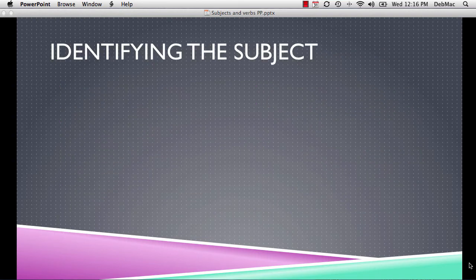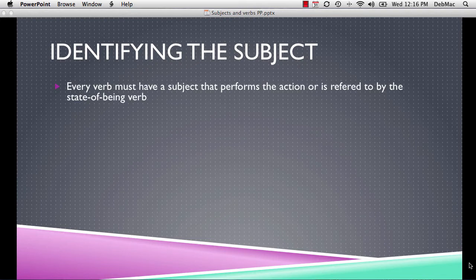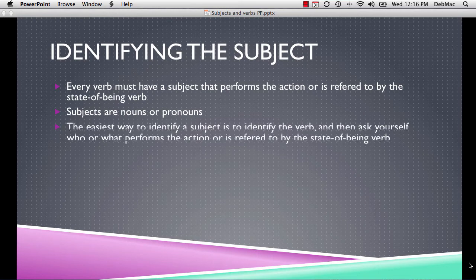So, now we move to identifying the subject. It's important to keep in mind that every verb must have a subject that either performs the action or is referred to by the state of being verb that we find. Subjects are nouns or pronouns. The easiest way to identify a subject, then, is to find the verb and then ask yourself who or what performs the action or is referred to by the state of being verb.